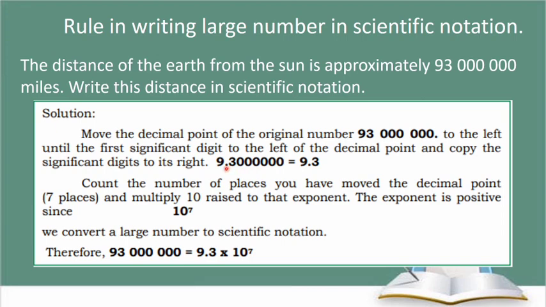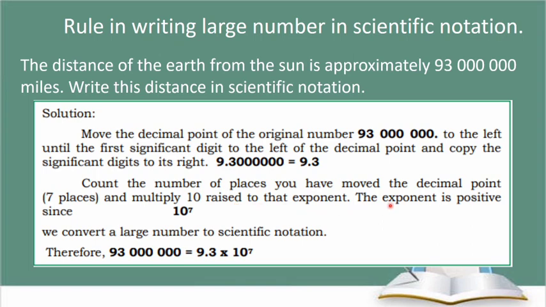So we will stop here, the new location of the decimal point, since the value of a must be greater than or equal to 1 but less than 10. So we will have 9.3. And then count the number of places you have moved the decimal point. So we have 7 places as we count the movement of the decimal point. And multiply by 10 raised to that exponent.